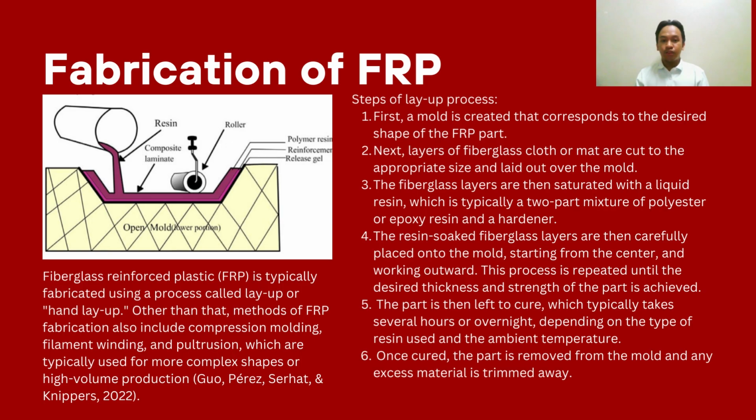Steps of the layup process. First, a mold is created that corresponds to the desired shape of the FRP part. Next, layers of fiberglass cloth or mat are cut to the appropriate size and laid out over the mold. The fiberglass layers are then saturated with a liquid resin, which is typically a two-part mixture of polyester or epoxy resin and a hardener. The resin-soaked fiberglass layers are then carefully placed into the mold, starting from the center and working outwards. The process is repeated until the desired thickness and strength of the part is achieved.